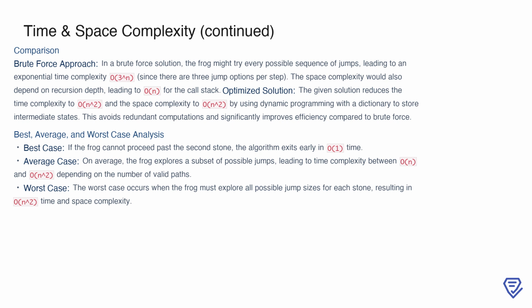For the best, average, and worst case scenarios, the best case occurs when the frog quickly reaches an impossible situation, exiting early in O(1) time. On average, the frog explores only a subset of possible jumps, leading to a time complexity somewhere between O(n) and O(n squared), depending on the number of valid paths. In the worst case, the frog explores all possible jump sizes for every stone, resulting in the full O(n squared) time and space complexity.